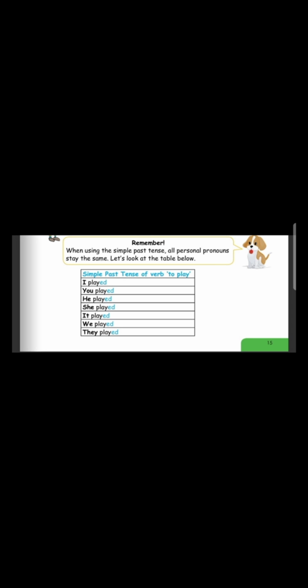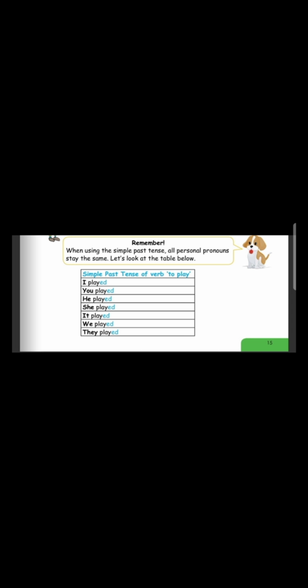Let us look at the table below. Simple past tense of verb to play. So, play, we have to write P-L-A-Y, and then for all the personal pronouns, the rule is to add ed to play. I played. You played. He played. She played. It played. We played. They played. So what can you notice? For all the personal pronouns, we have to add ed.